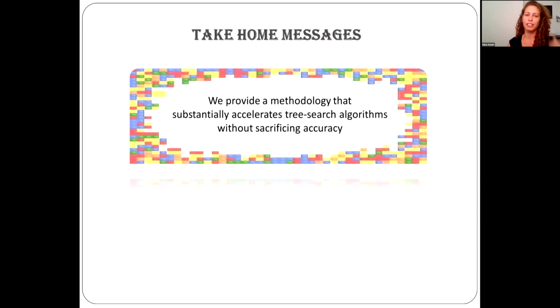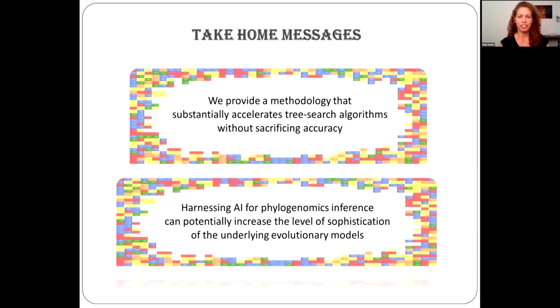We showed that a machine learning model is able to efficiently predict the moves that improve the likelihood score. And that also might allow in the future the use of more complex and realistic evolutionary models, and potentially will improve the accuracy of evolutionary inferences in the future.